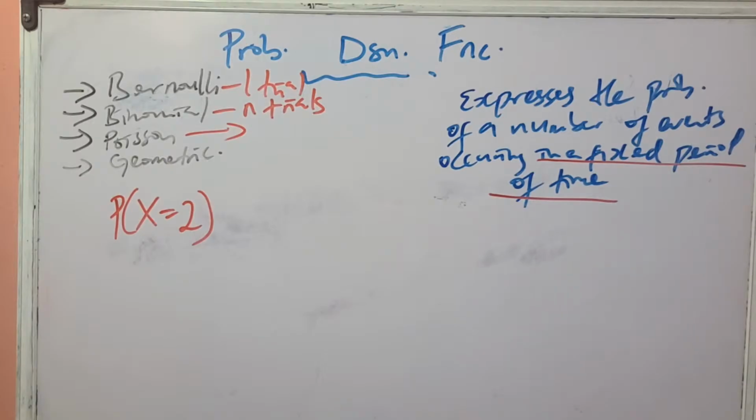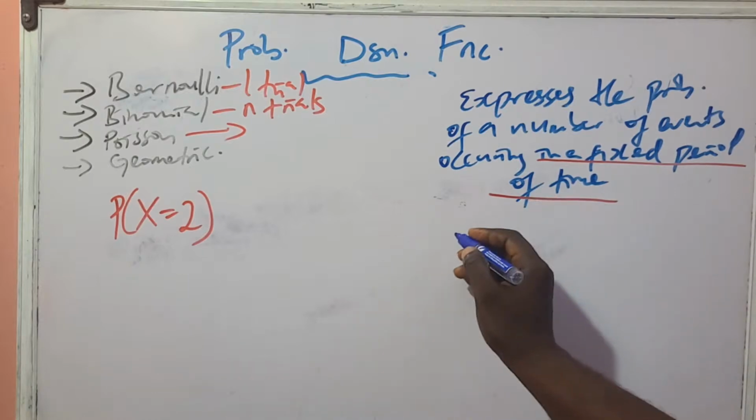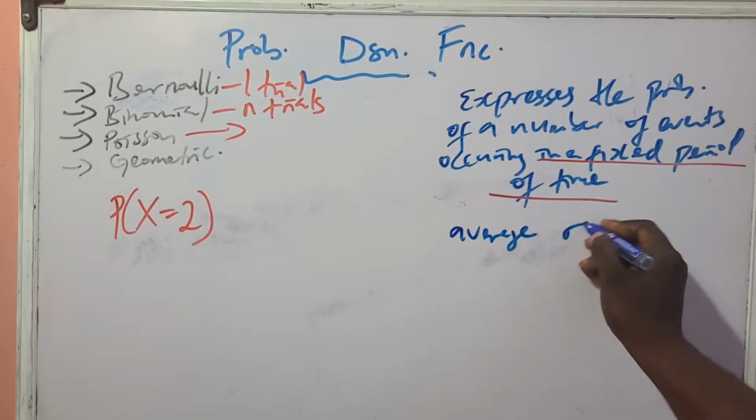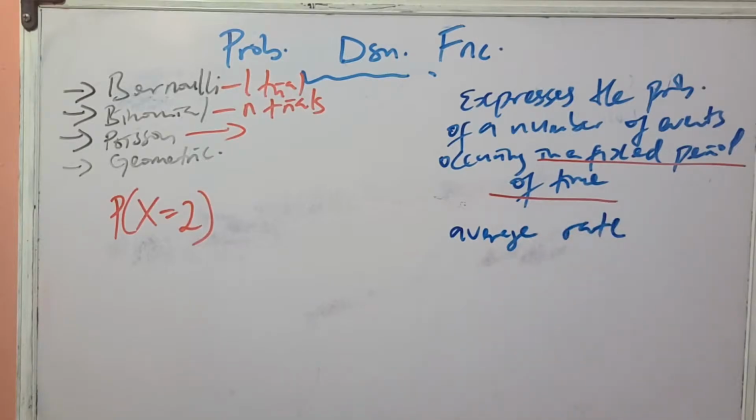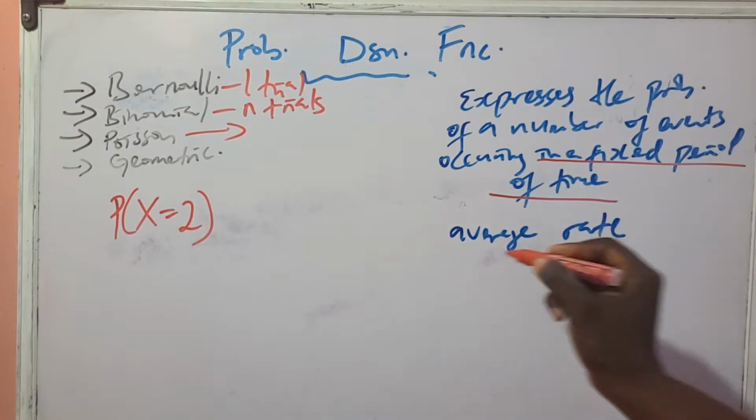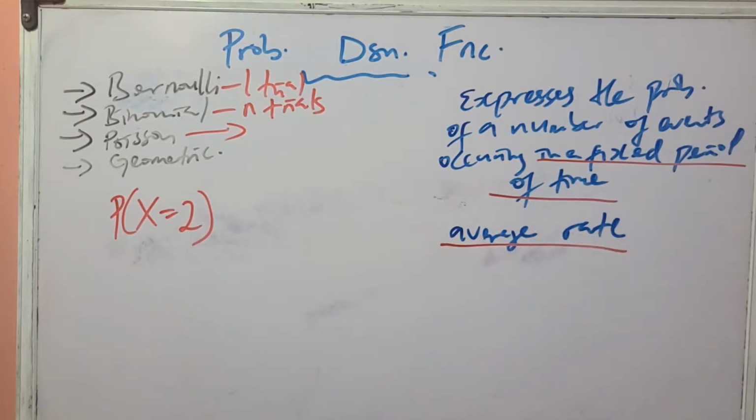Now, one other thing you will always see when you're dealing with Poisson distribution is that they will be giving you something which we call the average rate. Don't worry, I'm going to come back to everything I'm saying. The average rate will be given, or sometimes you may be told to find it, but the average rate is always in consideration when dealing with Poisson distribution. So we say that Poisson distribution expresses the probability of a number of events occurring in a fixed period of time if this event occurs with a known average rate. So this event we are talking about must have an average rate.